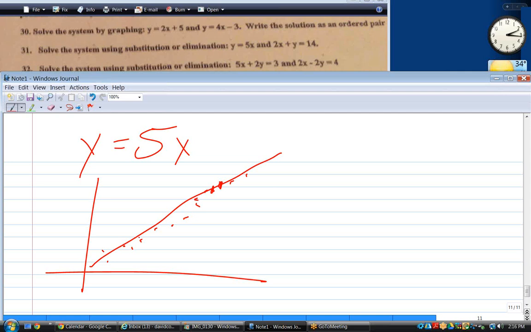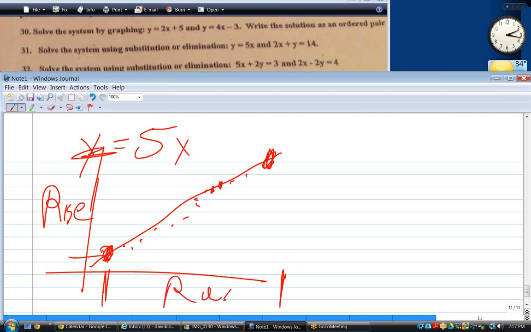So if I have a bunch of data points and I've drawn a line through those points and I want to figure out the slope, pick 2 points that are far apart and make sure you know this distance, that's the rise, and this distance, that's the run.